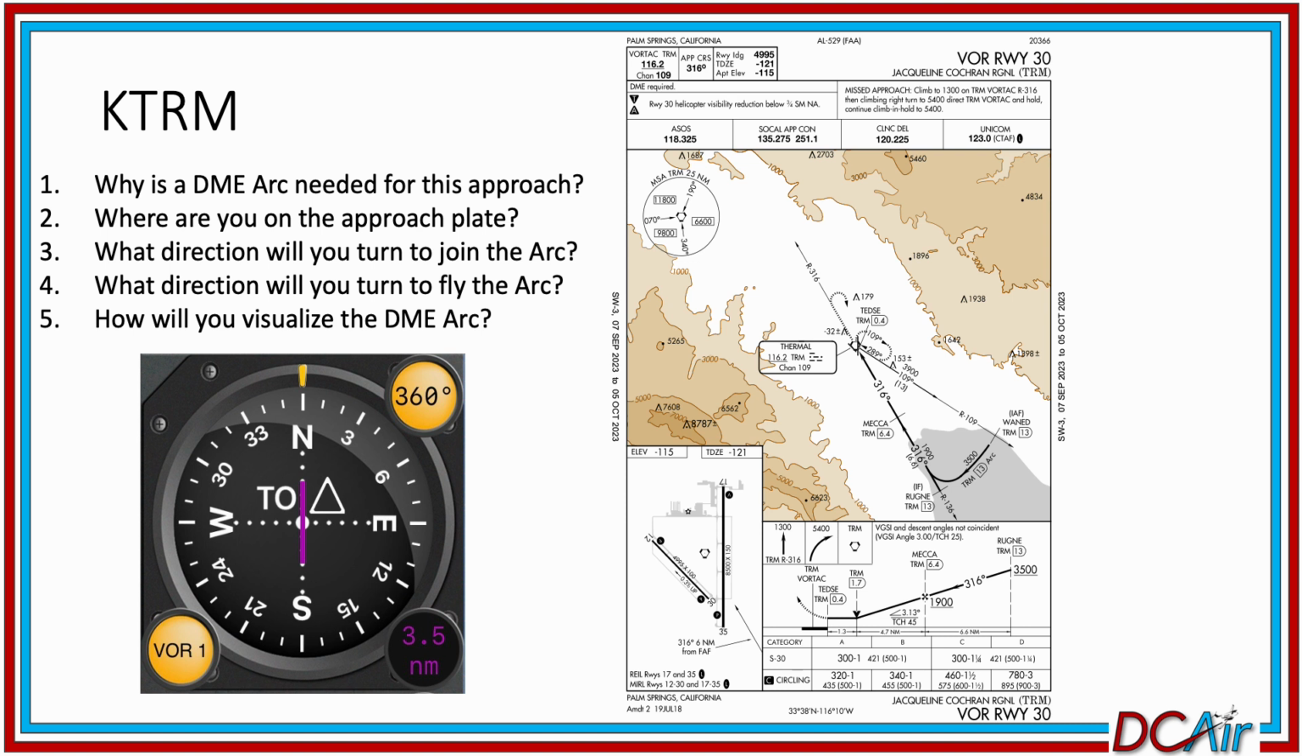Did you assign yourself a starting location on the approach plate? If you look at the approach plate, the entry from the airway will be at the thermal VOR, then heading eastbound to the initial approach fix on the 109 radial at 3,900 feet. If you join the arc at the IAF, you will make a right turn to join the arc and then right turns to follow the arc. Were you able to visualize the arc?